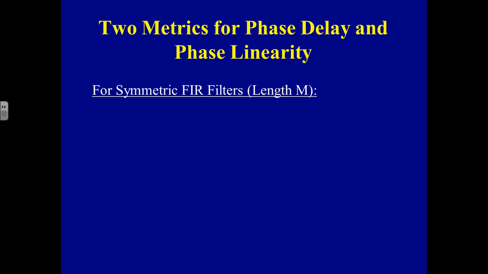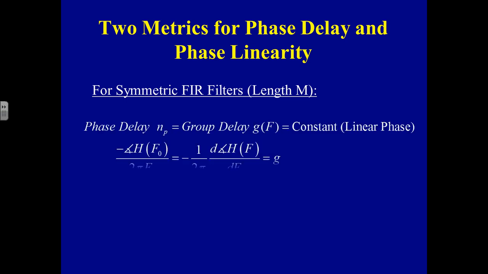Now, numerically, if we have a linear phase filter that has a length m, meaning I have m b coefficients in my difference equation, then the phase delay and the group delay, because it's a linear function, turn out to be exactly the same thing. And those are usually expressed as the group delay, or little g, which is a constant, and it's related to the slope of that linear phase curve.